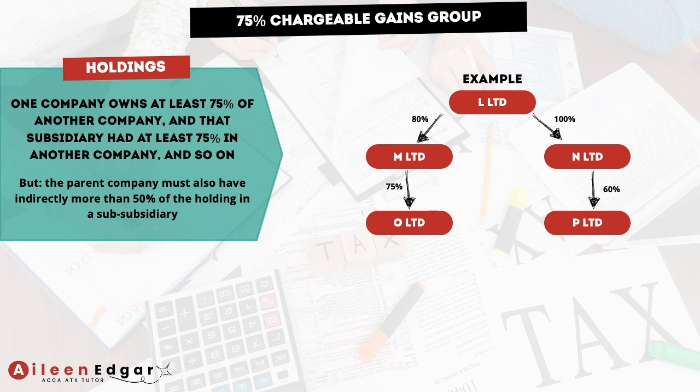But can we make our chargeable gains group bigger? Can we include N and P? L and N have got at least a 75% relationship with each other, but do you see that P and N don't have a 75% relationship with each other? So regardless of the fact that L has got more than 50% of the shares in P indirectly via N, because we don't have that 75% relationship between N and P, P Limited can't be in the chargeable gains group. So in this example then, we've got P Limited being the only company that is not in the chargeable gains group.